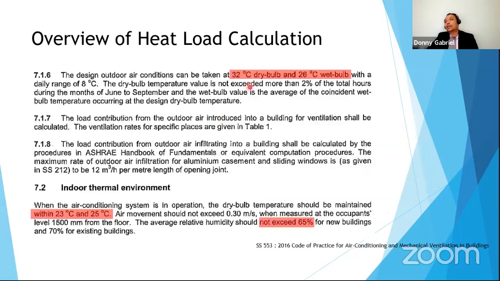We're going back to this standard, saying our outdoor air is 32-degree dry bulb, 26-degree wet bulb. This is the outdoor air, so this is constant. Our indoor condition is this one, 24 degrees Celsius, in between 23 and 25, but not exceeding 65% humidity. So let's say 50% humidity. This is the common one for common design parameters. 24 degrees, 50% humidity.